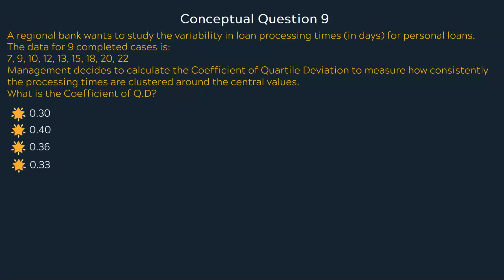Friends, we have already seen in the previous question that quartile deviation is simply (Q3 minus Q1) divided by 2. But please note, this question asks for the coefficient of quartile deviation, which is a relative measure of dispersion useful for comparing variability in service or operational data across the branches. So the coefficient of quartile deviation is simply (Q3 minus Q1) divided by (Q3 plus Q1).